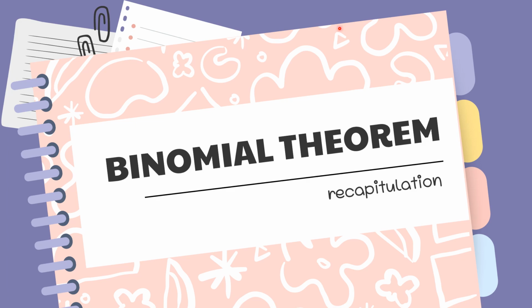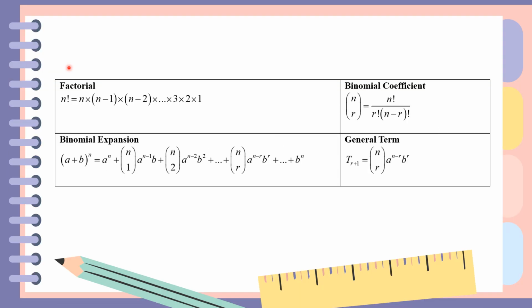In this lesson, we'll recap on the different concepts in binomial theorem. We'll be finding the n factorial, using the binomial coefficients n choose r, performing a full binomial expansion, and most importantly, using the general term to find the coefficients and a specific term.